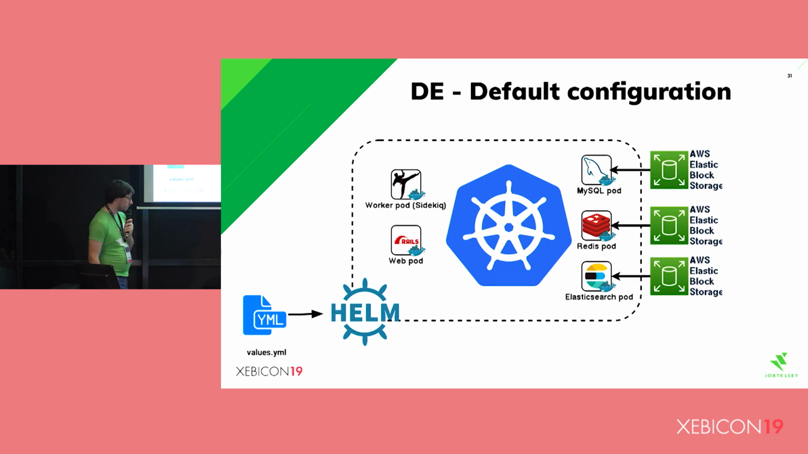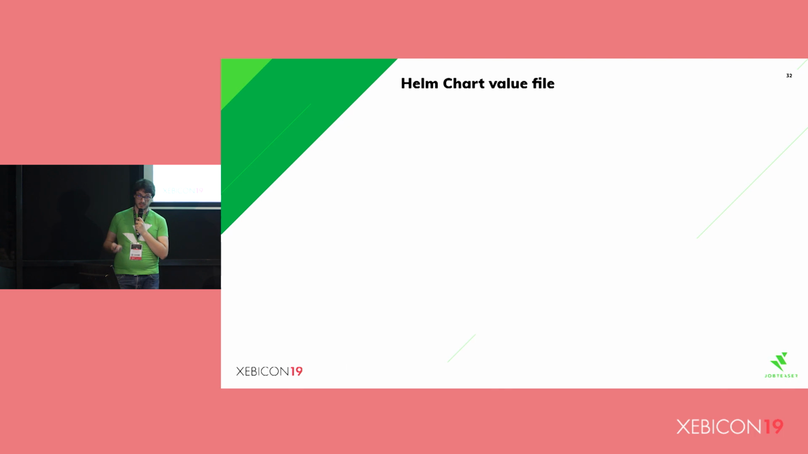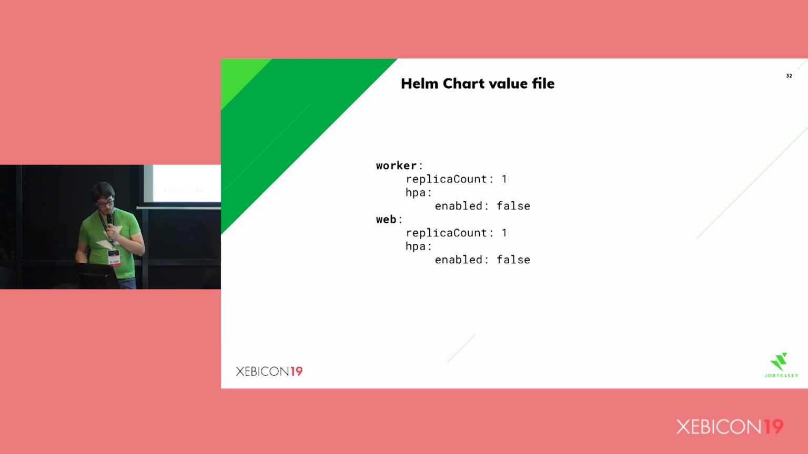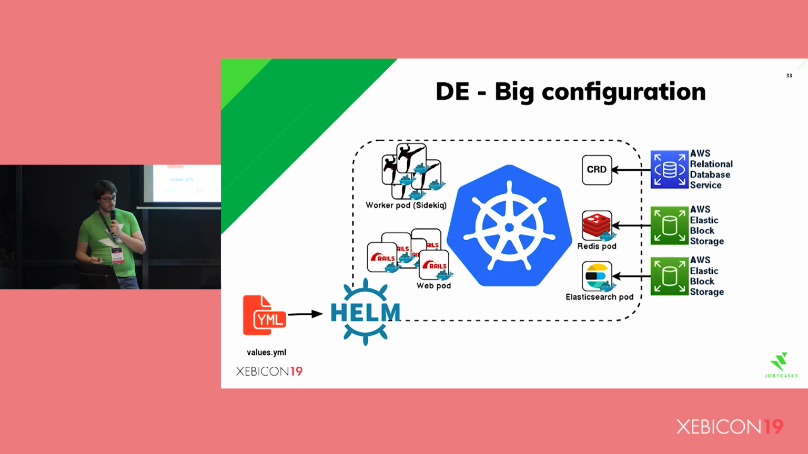But as I said, the chart is always the same. So the only thing that actually changes is the values file. So for example, this is the values file for your developer environment. You want 1 worker, 1 web, and the MySQL database inside Kubernetes. So if you want to have way more pods, well, that should be simple, because we know that we can just pass a different value in our config file.